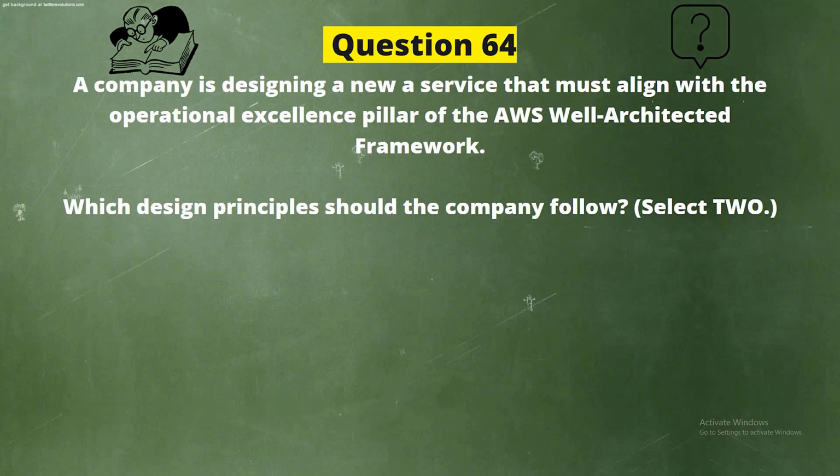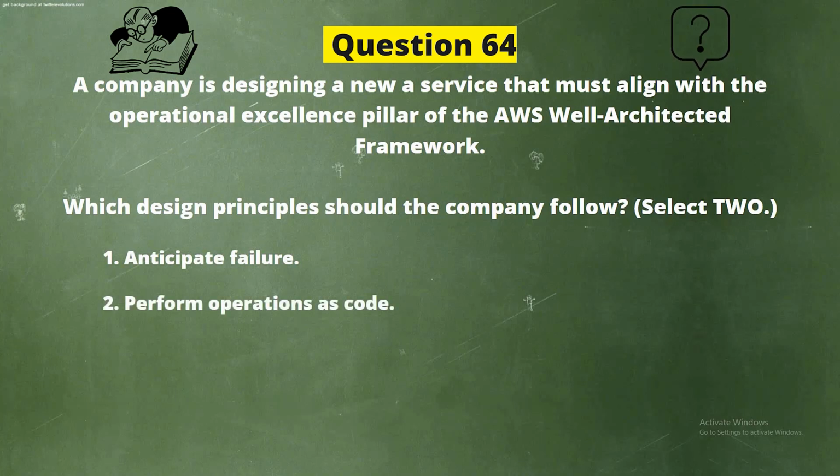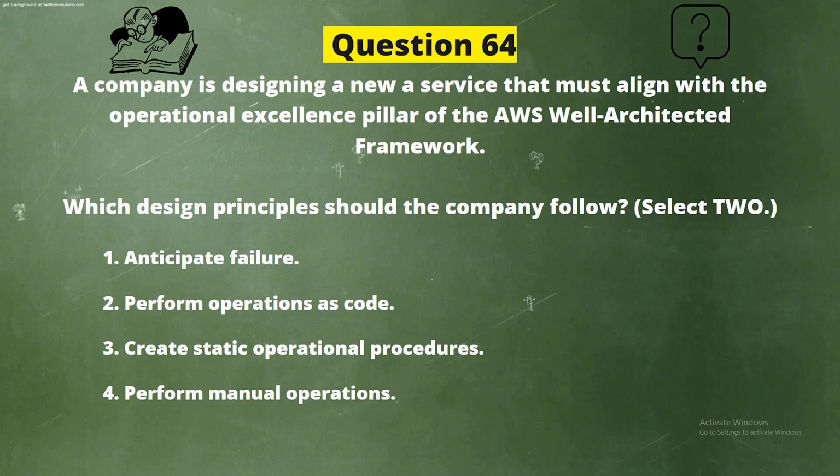the AWS well-architected framework. Which design principles should the company follow? Select 2. And the options are: Option 1. Anticipate failure. Option 2. Perform operations as code. Option 3. Create static operational procedures. Option 4. Perform manual operations. Option 5. Make large-scale changes.